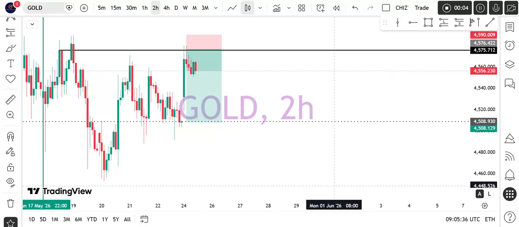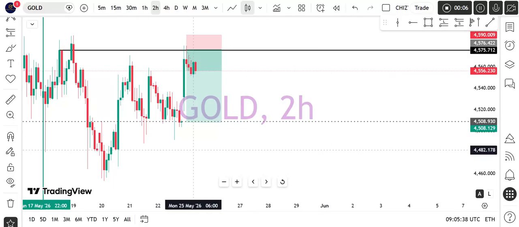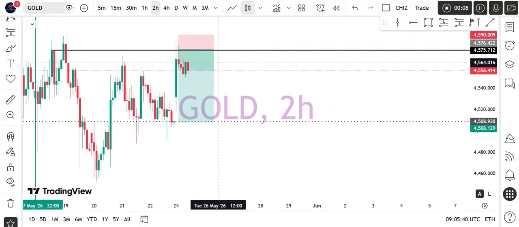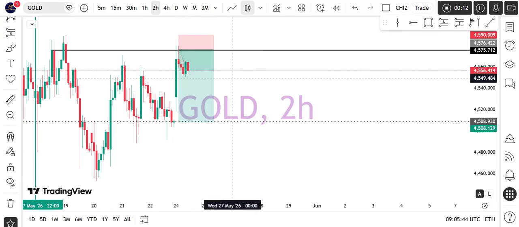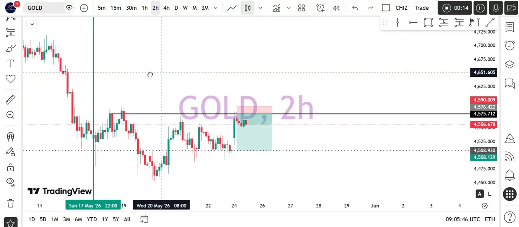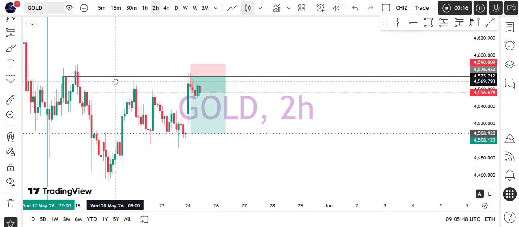So quickly, this is Monday morning, and we already had a setup that is already activated. This setup pattern is called the Quasimodo pattern.